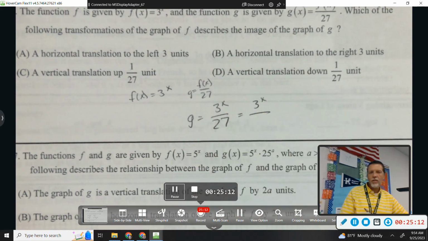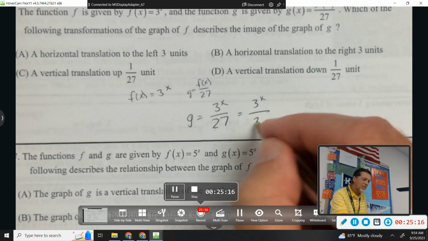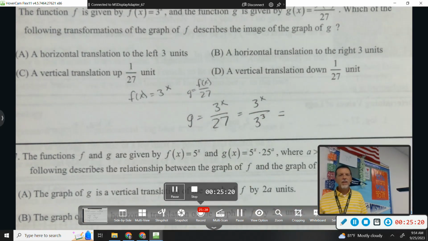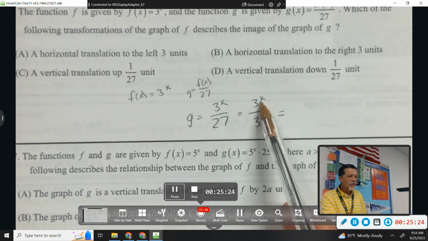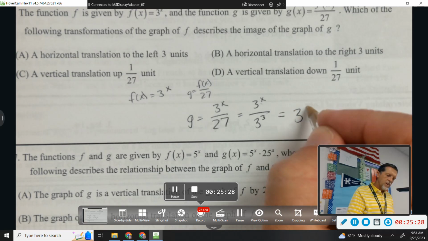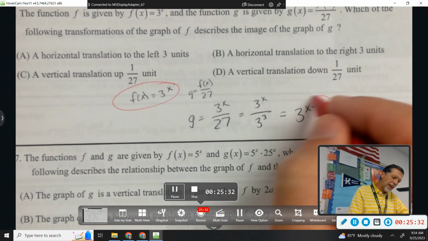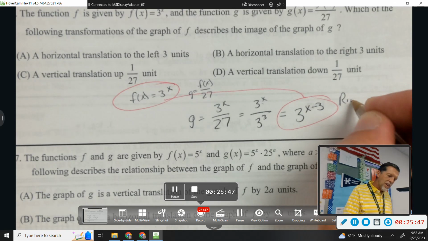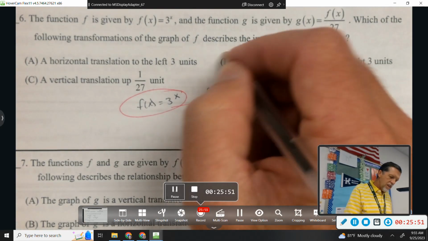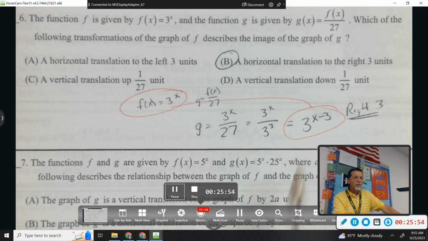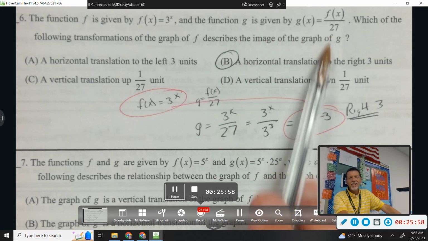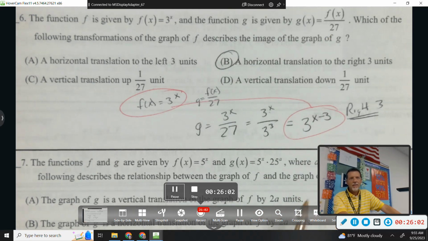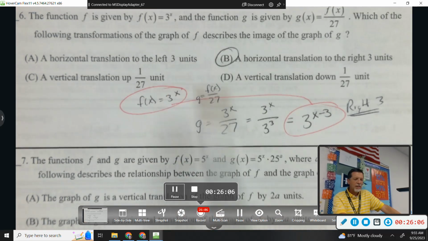But 27, that's a suspicious looking number, right? That's 3 cubed. And what do I do with 3 to the x over 3 cubed? Okay, so now I'm looking like I can do something with transformations. So a little bit of algebra trickery there. What does x minus 3 do to the graph? Right 3. So that was a tricky one. That's weird that you would divide by 27 and end up moving it to the right 3. That seems odd. But it's because of the way the math works for exponents.